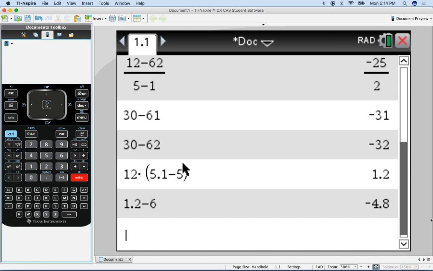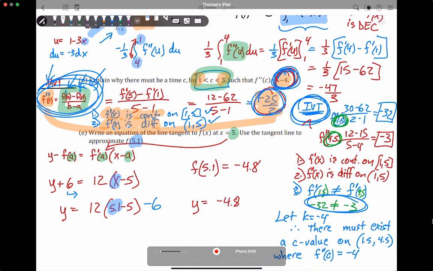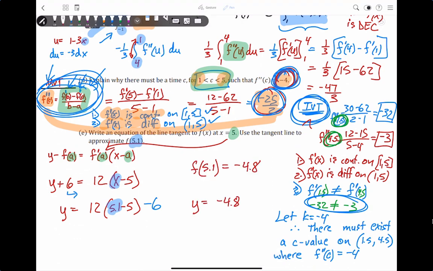All right, guys. Let me come over here and write that in. You could say y is equal to negative 4.8, or f of 5.1 is equal to negative 4.8.